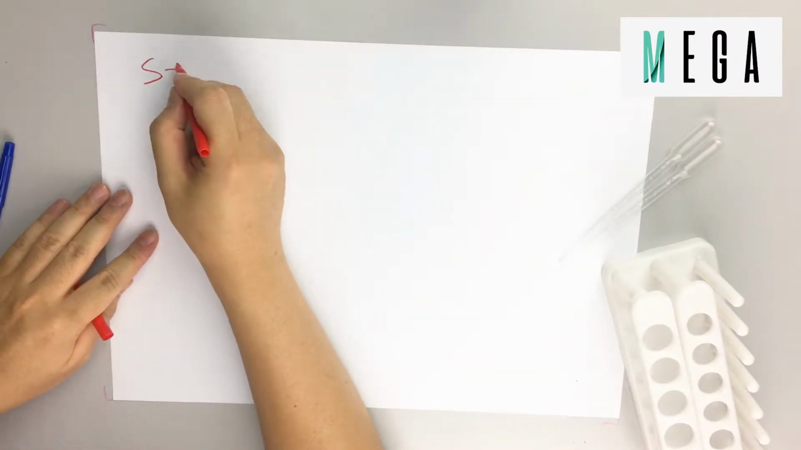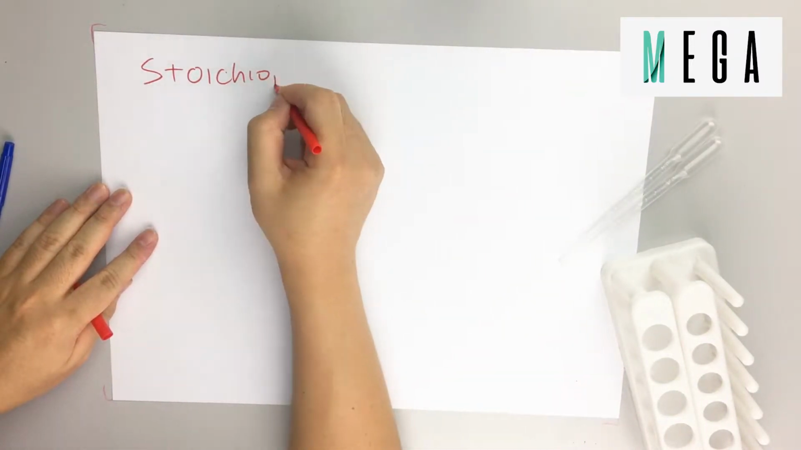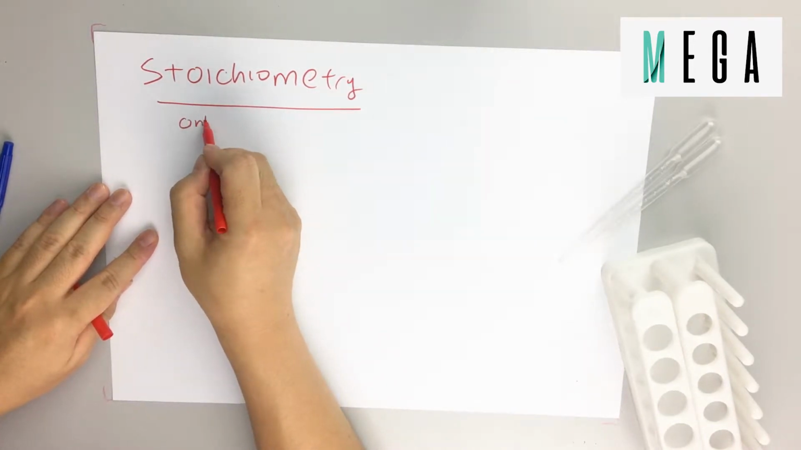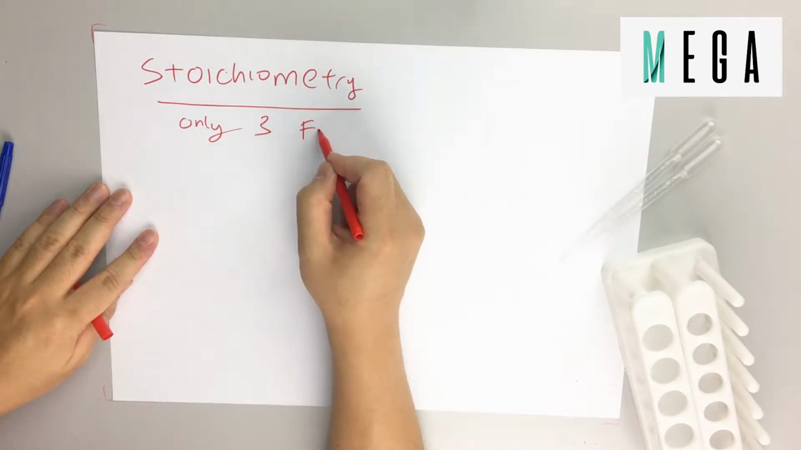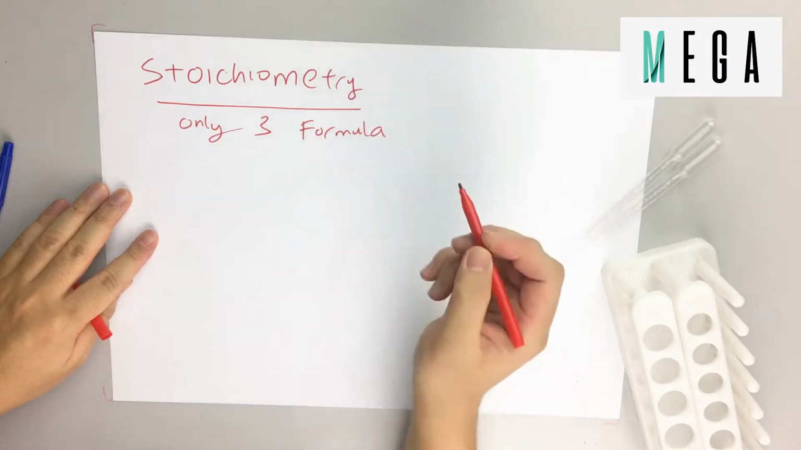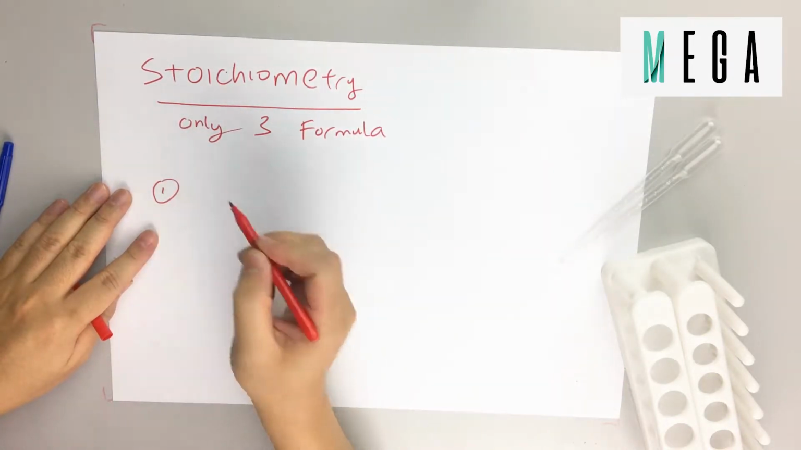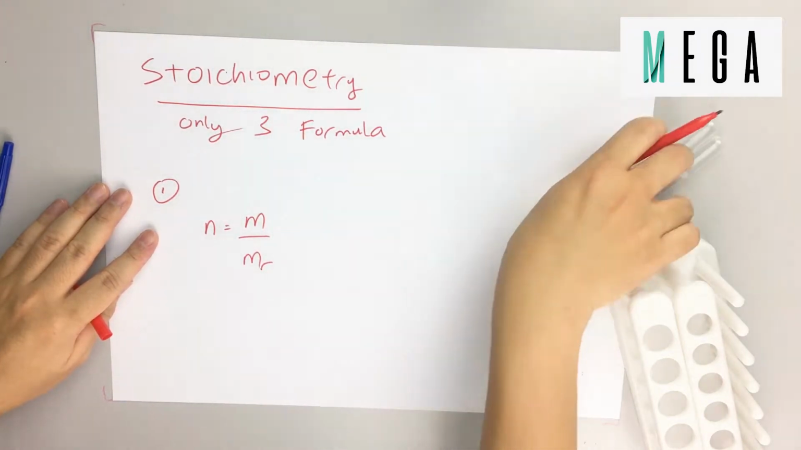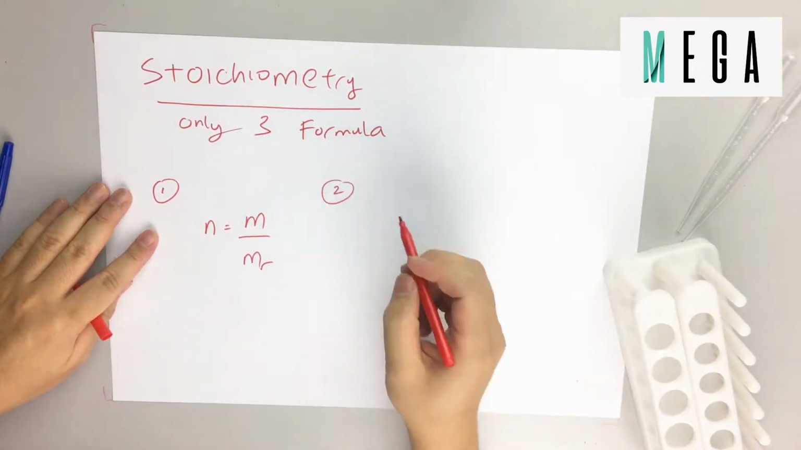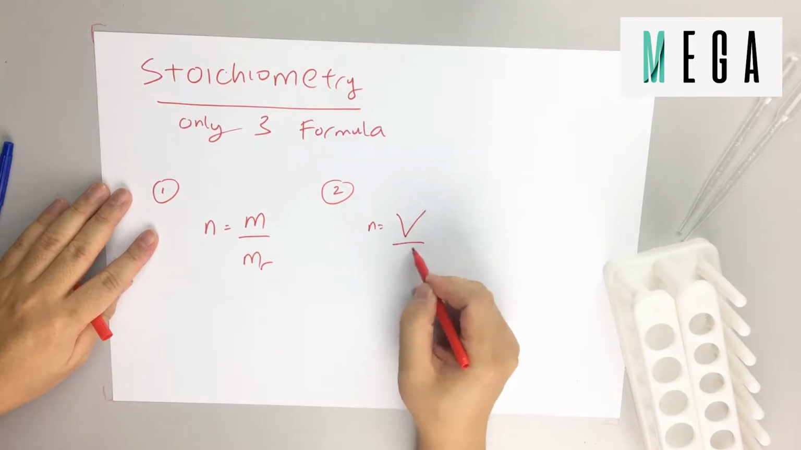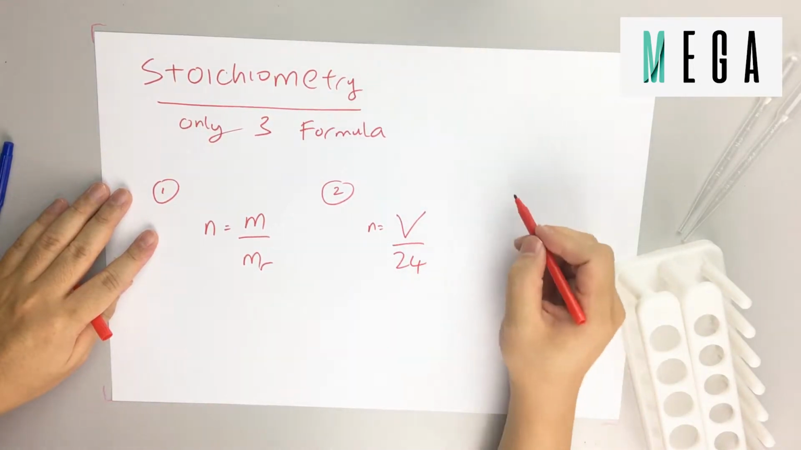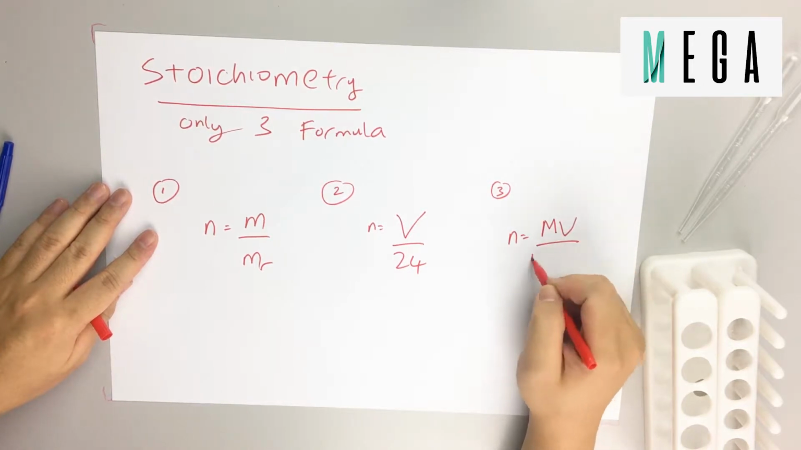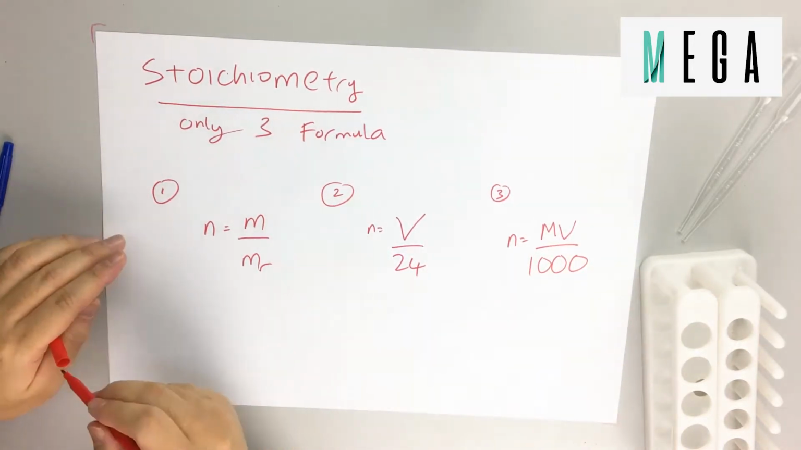Hi, let's start with the new chapter, Stoichiometry. This is the calculation chapter. So you only have to remember 3 formulas. Very easy. So number 1, n equals m over Mr. Number 2, n equals V over 24. And number 3, n equals MV over 1000. Capital M on top.